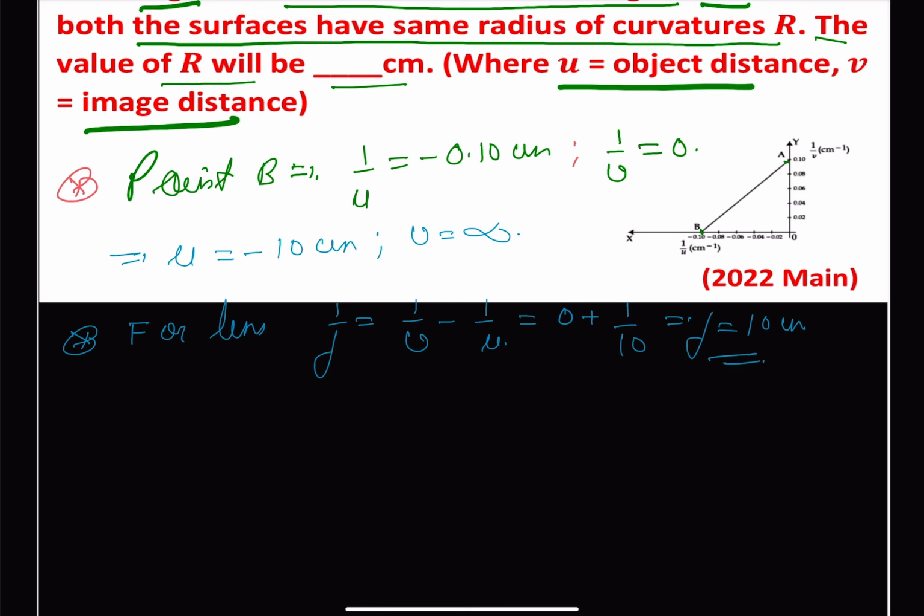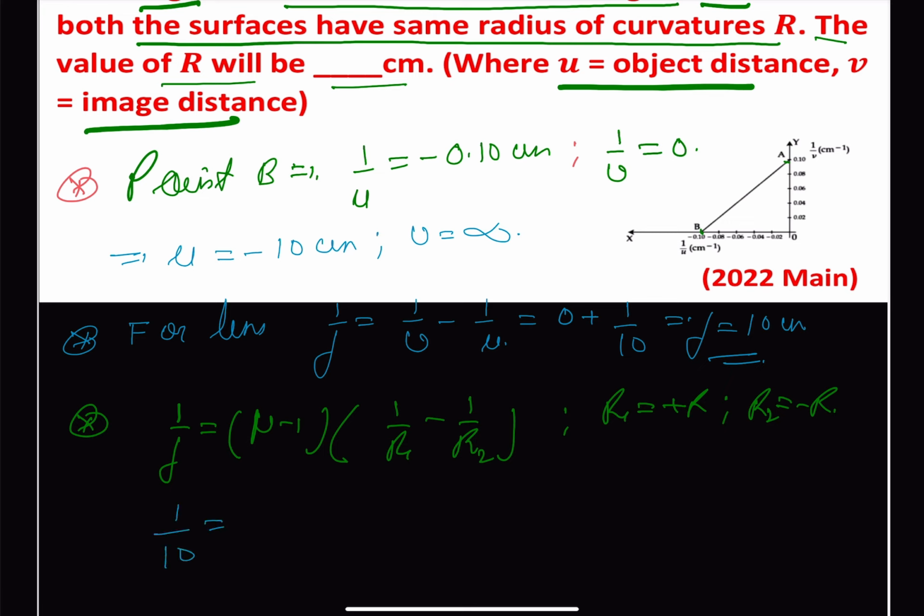And we are given that they have the same radius of curvature. So one will be our plus r and other will be our minus r. So we can use the formula that our 1 upon f is equal to mu minus 1, and we have 1 upon r1 minus 1 upon r2. Here our r1 is equal to plus r and r2 is equal to minus r. So we need to find out the radius of curvature. Focal length we just found out. So this will be coming as 1 upon 10 is equal to 1.5 minus 1, this is 1 upon r plus 1 upon r.